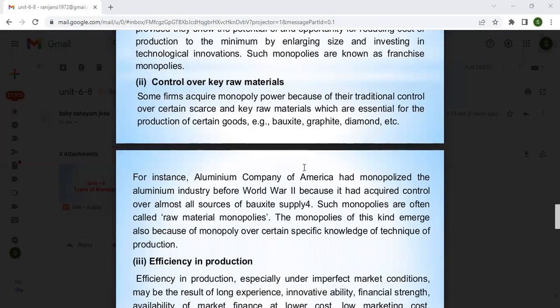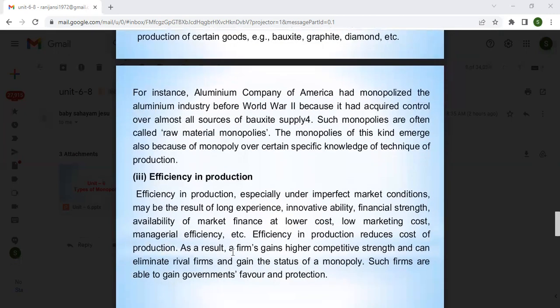Next one, control over key raw materials. Some firms acquire monopoly power because of their traditional control over certain scarce and key raw materials which are essential for the production of certain goods, for example graphite, diamond, etc. For instance, the Aluminium Company of America had a monopoly in the aluminium industry before World War II because it had control over almost all sources of supply of bauxite. Such monopolies are often called raw material monopolies. Monopolies of this kind can also emerge from a monopoly over certain specific knowledge or techniques of production.